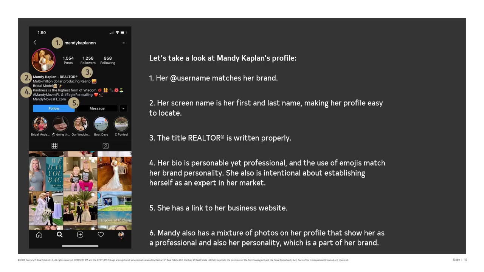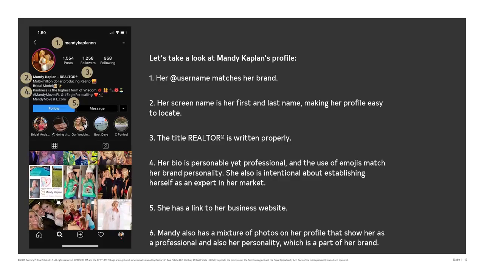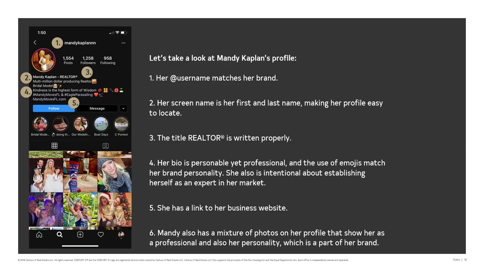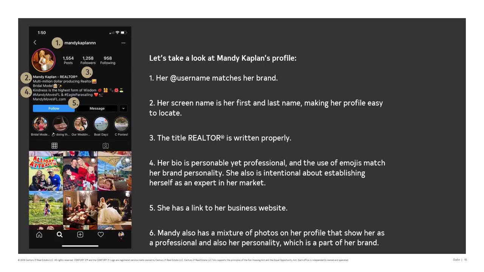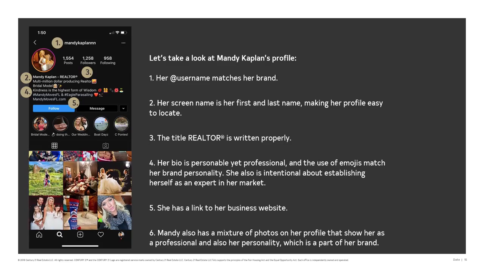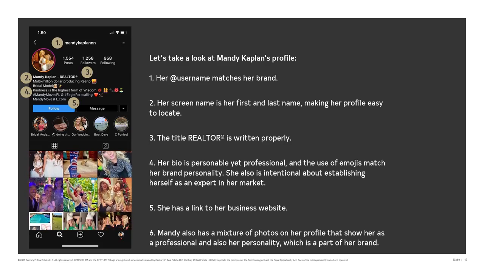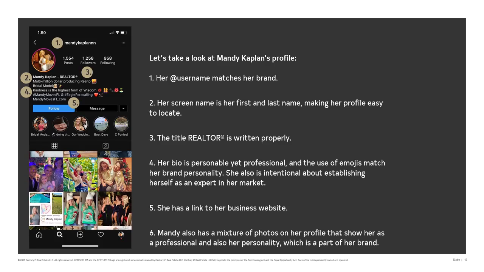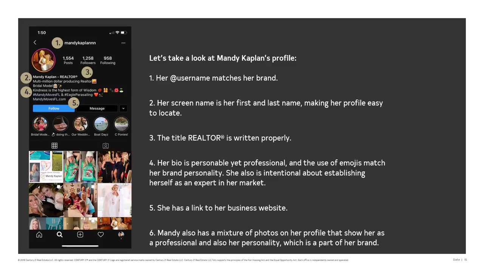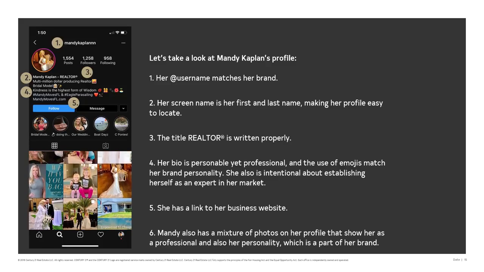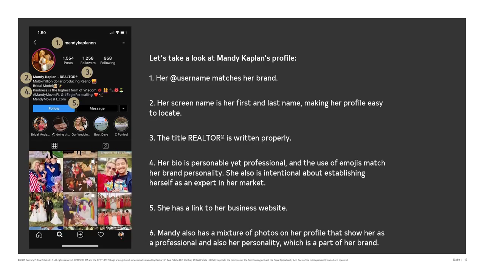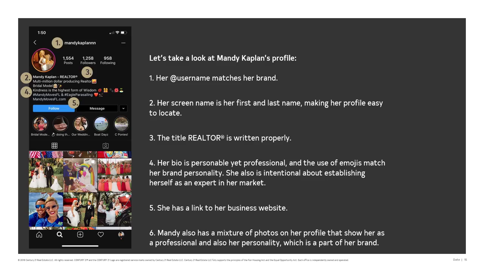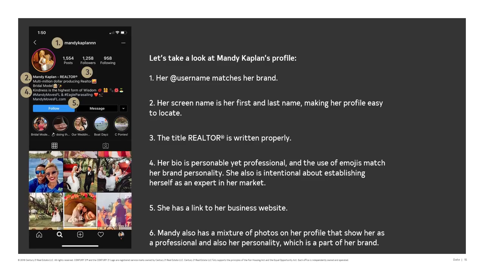I chose to highlight Mandy's account because her username is unique. Now, she's got the name Mandy Kaplan. She's got a couple N's in there, which gives me the indication that perhaps there was more than one Mandy Kaplan on Instagram when she was setting up her account. So one way to distinguish herself and still make her account easy to find, she just added a couple of N's into her last name. You only get so many characters for your username, so you might want to make sure you use them wisely.